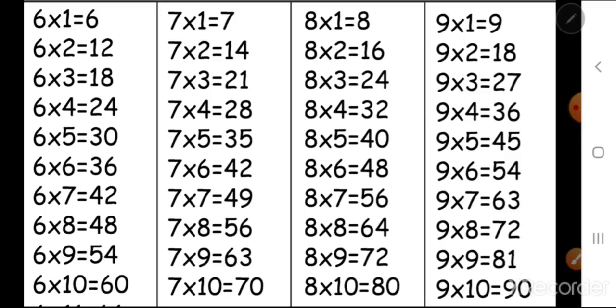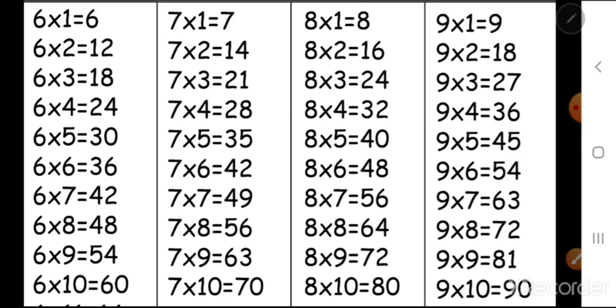Now 8 table. 8 ones are 8. 8 twos are 16. 8 threes are 24. 8 fours are 32. 8 fives are 40. 8 sixes are 48. 8 sevens are 56. 8 eights are 64. 8 nines are 72. 8 tens are 80.